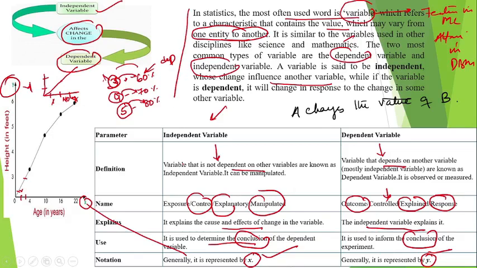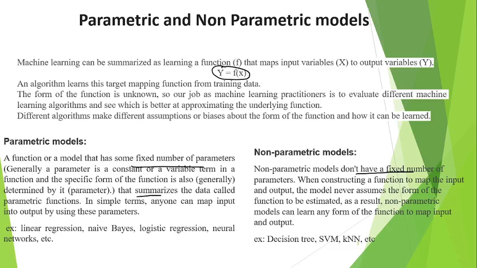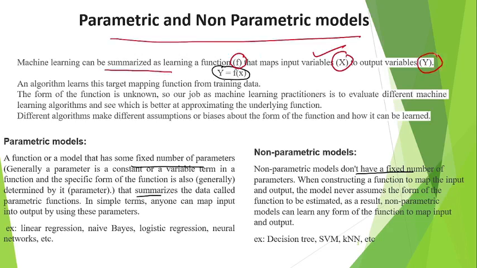Now let's move on to parametric and non-parametric. Before that, we have to know the concept of dependent and independent variable. A machine learning algorithm can be summarized with the function f of x, which has input variable x and output variable y. So y is equal to f of x. This is your output, this is your input, this is f, this is machine learning.